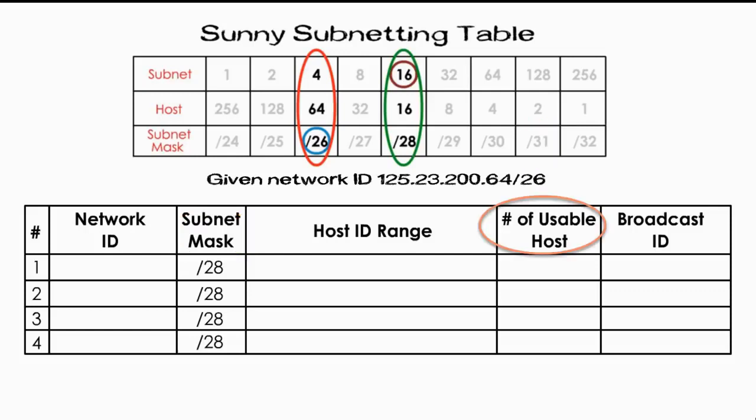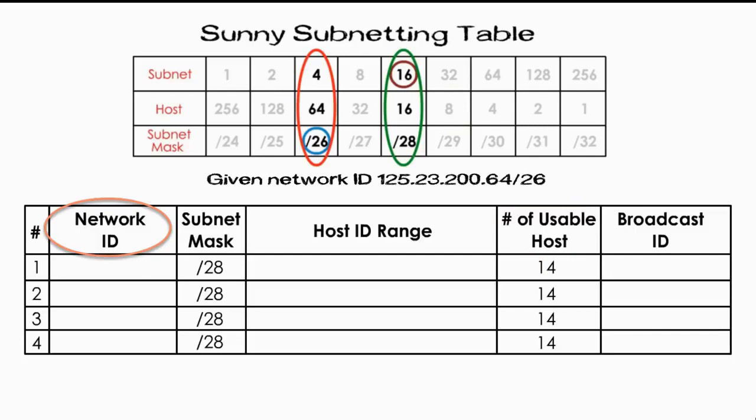Let's move to the number of usable host IDs. From Sunny table, the total host IDs is 16. But we must subtract 2. And we get 14 usable IDs for each subnet. Why do we subtract 2 from 16? Because the first host ID is reserved for network ID and the last ID is reserved for broadcast ID. They cannot be assigned to a specific host. We are done with the usable host ID column.